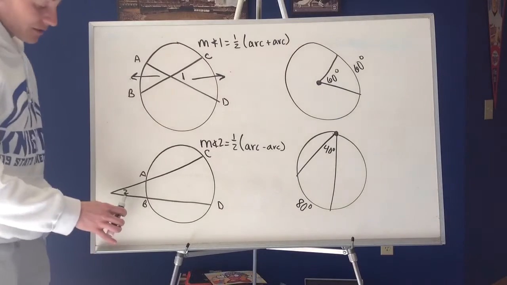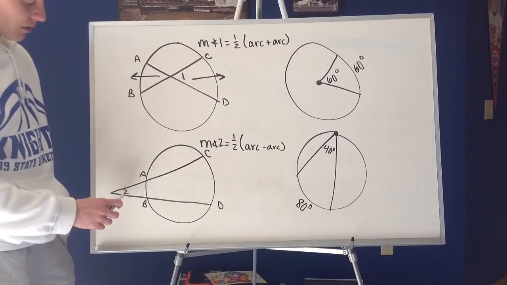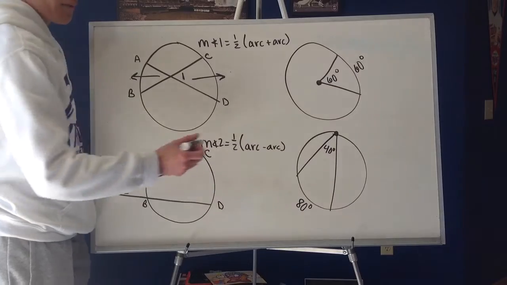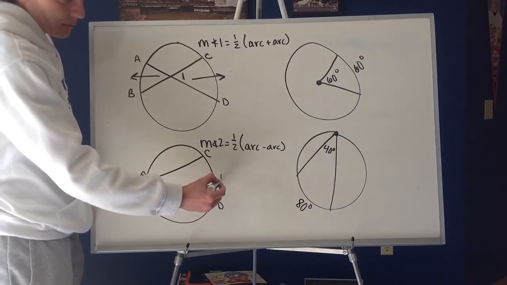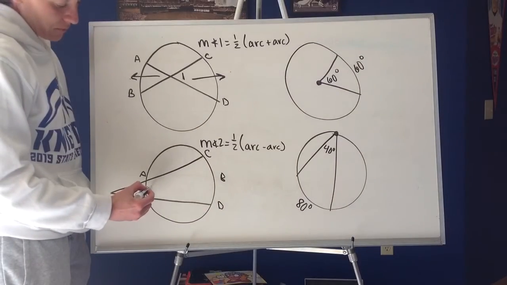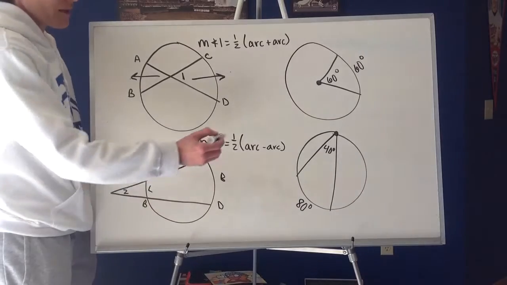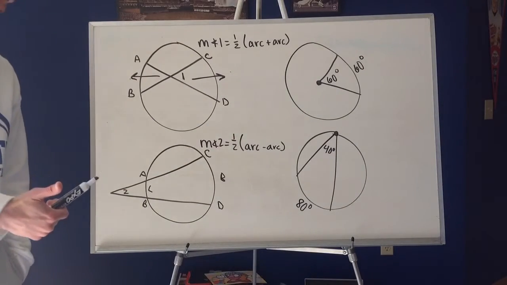Then we have exterior angles, outside of the circle. Anytime we have an exterior angle, it's always 1/2 big arc minus little arc. In this case, CD would be the big arc, and AB would be the little arc. So whatever that is, minus those two, take half of it, would give you angle 2. And again, that's an exterior angle.